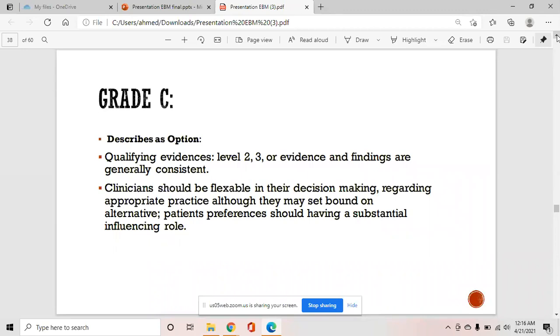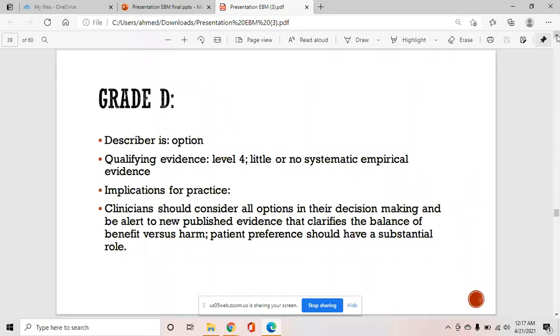Grade C is described as an option. Qualifying evidence for grade C is evidence from level 2 or 3, or findings that are generally consistent. Clinicians should be flexible in their decision making regarding appropriate practice, although they may set bounds on alternatives. Patients' preferences should have a substantial influencing role.